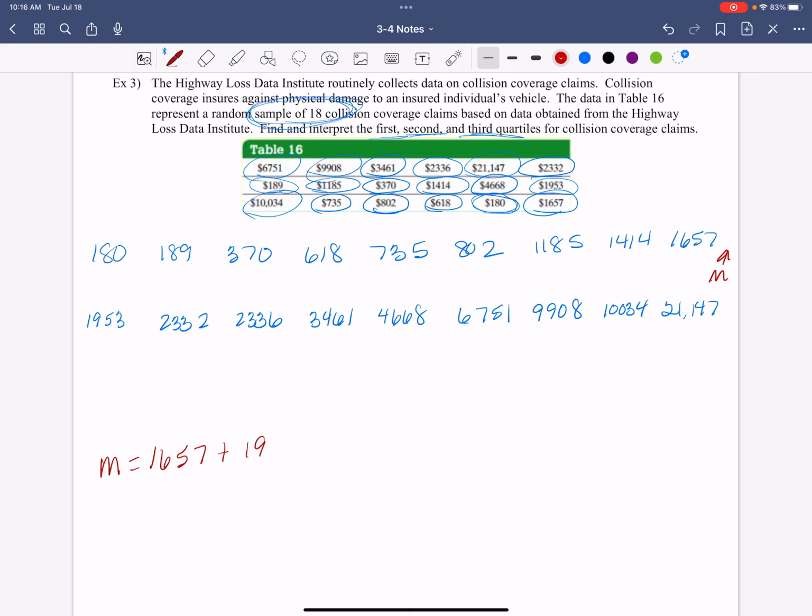1,657 plus 1,953. Divide that by 2. What do you get? I have 1,805. Is that what you get also?